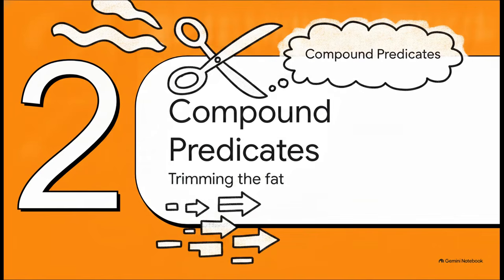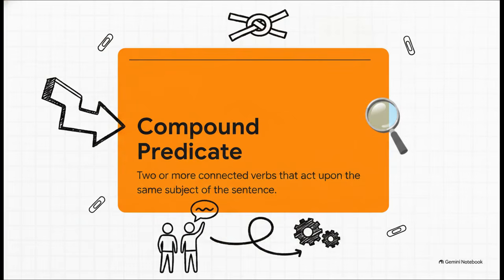Let's kick things off with our very first concept. This is literally the key to tightening up wordy, clunky sentences. Okay, so what exactly is a compound predicate? Basically, it's when you have two or more connected verbs that act upon the exact same subject. Think of it like this. You've got a single doer in your sentence, but they're performing multiple actions.